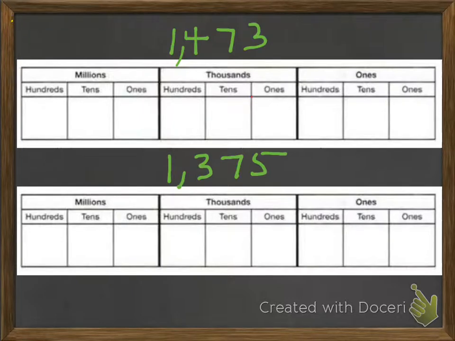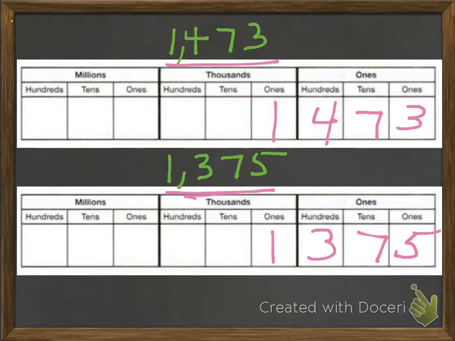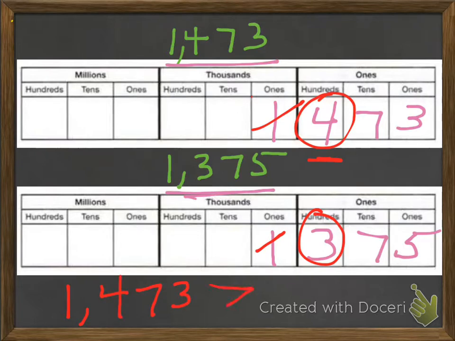All right, how'd you do? Well, let's go ahead and place them where they belong. We'll start with the first number, 1,473. 3 goes in the ones, 7 goes in the tens, 4 in the hundreds, and the 1 in the thousands place. And for this number, 5 in the ones place, 7 in the tens, 3 in the hundreds, and 1 in the thousands place. If we compare, we can see they both have a 1 in the thousands place, but the hundreds place is different. This 4 is greater than the 3, so the way we're going to write it is 1,473 is greater than 1,375. Is that what you got?